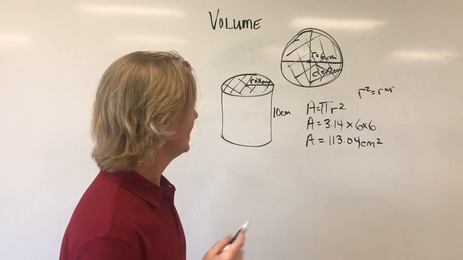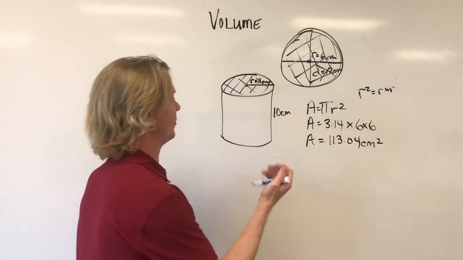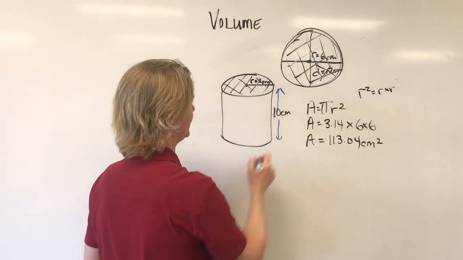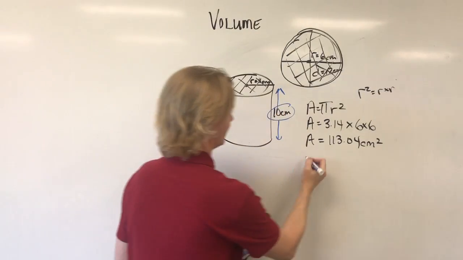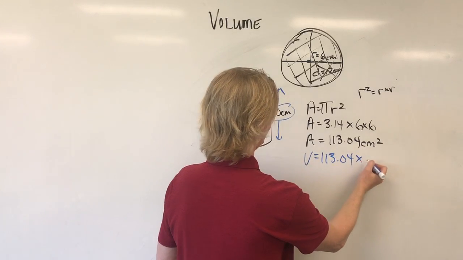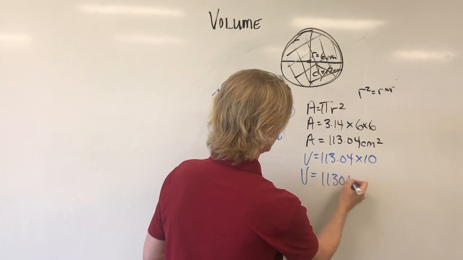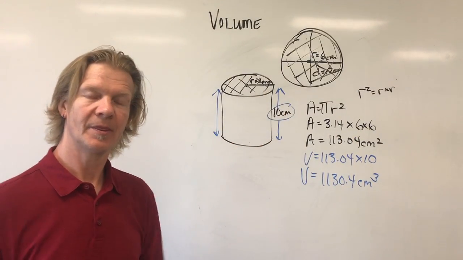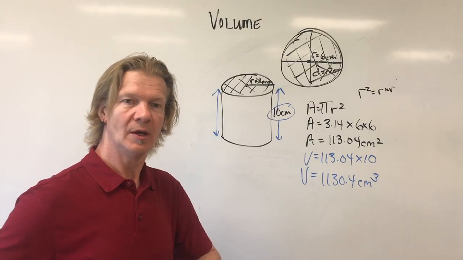That's always area. Then what I need to do, I'll switch to blue again, just because that seems to be the volume color. I need to take the area and then multiply by the height or the depth. So the distance from here to here, which is 10 centimeters. So the volume is going to be 113.04 times 10, right? So the volume is 1130.4 centimeters cubed. And that's how you do it. That's it. So there's a quick, easy lesson today, a nice, easy review.